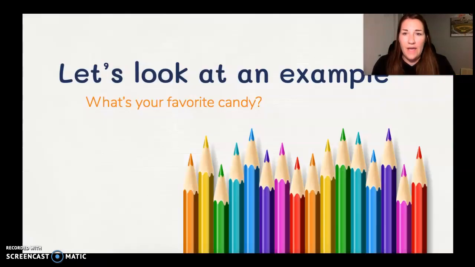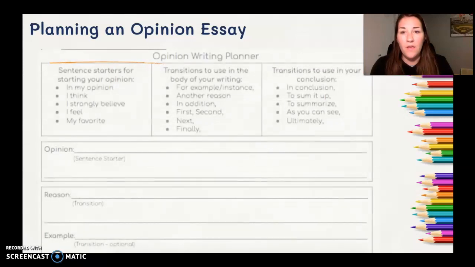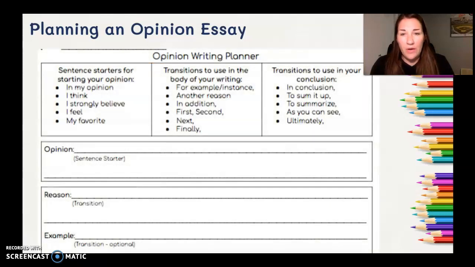So let's get into that and do an example. We're thinking about what's your favorite candy? So this is an example of what that might look like if you're writing about it. Just a quick point out in the planner, and I'll have a planner shared with you so that you can either print it out or look at ClassKick and do it that way.